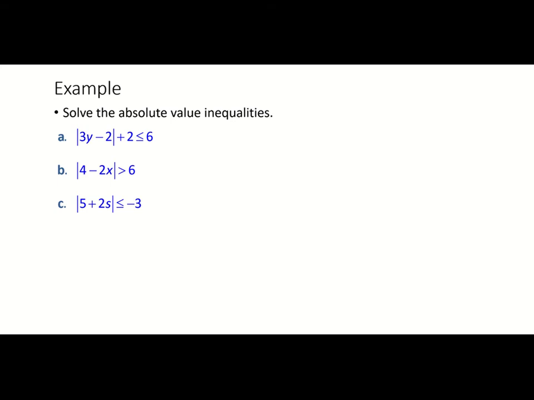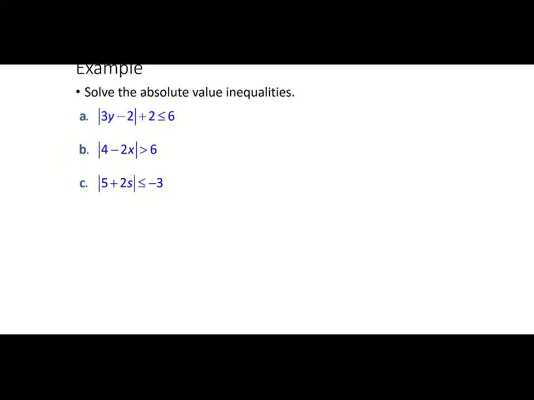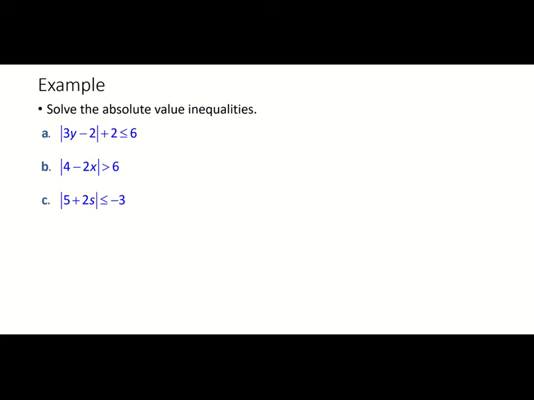All right, so now we're going to look at B. And for this one, the absolute value is already isolated. If we look at this, we can see here that we have the absolute value of 4 minus 2x is greater than 6. Because it is greater than, this is one where we're going to split it up into two inequalities to solve. So we're going to break it up and solve.